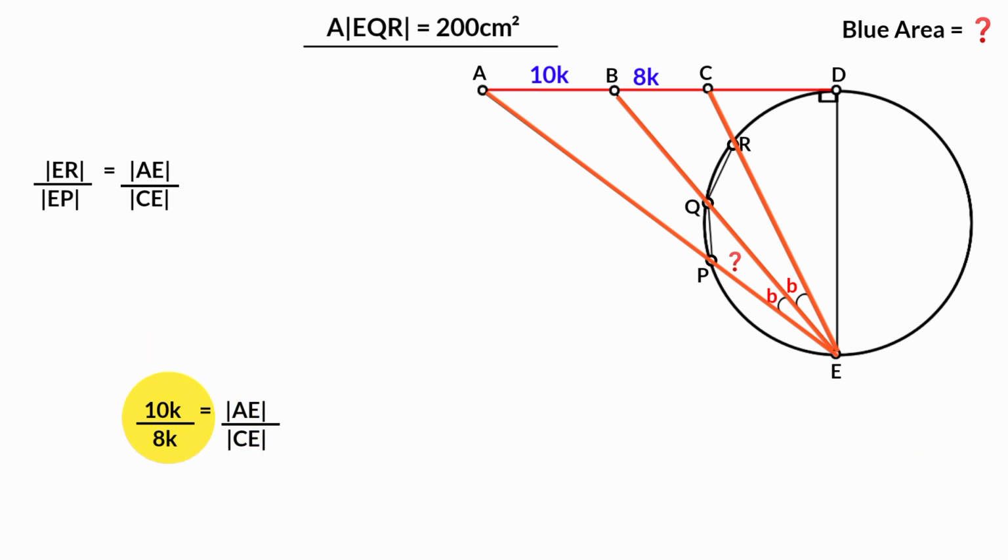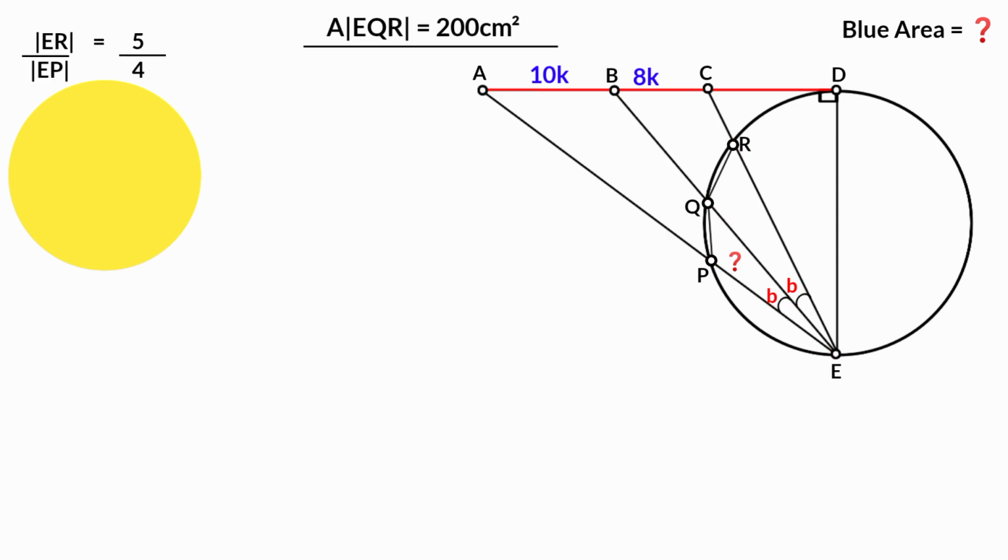Here k cancels k. 10 is the same as 2 times 5, and 8 is 2 times 4. This 2 cancels this 2. So 5 over 4 equal to line AE over line CE. We come here, this line AE over line CE, we replace it with 5 over 4. So line ER over line EP equal to 5 over 4.